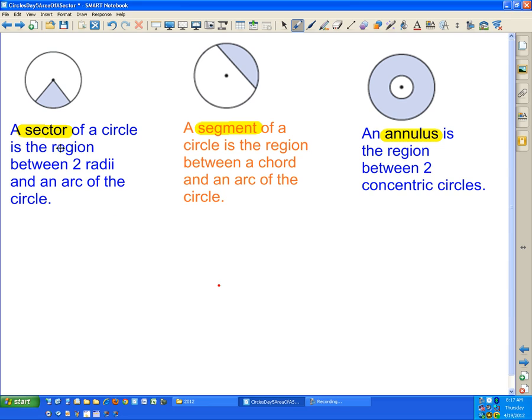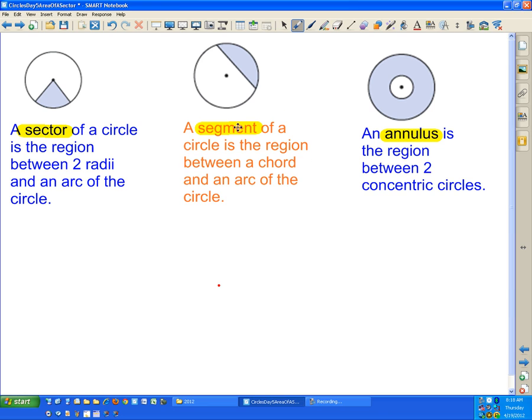The first one is a sector of a circle, and basically it is the region between two radii and an arc of the circle. So basically we're looking at this piece of pizza here, and when we're talking about a sector, we want to find the area of this piece, and that's what we're going to be doing. There are ways to go about it, and if you think about it, you could think about how we do area of a circle and what we were doing for arc length. It's kind of the same idea, except we're going to use area of a circle.